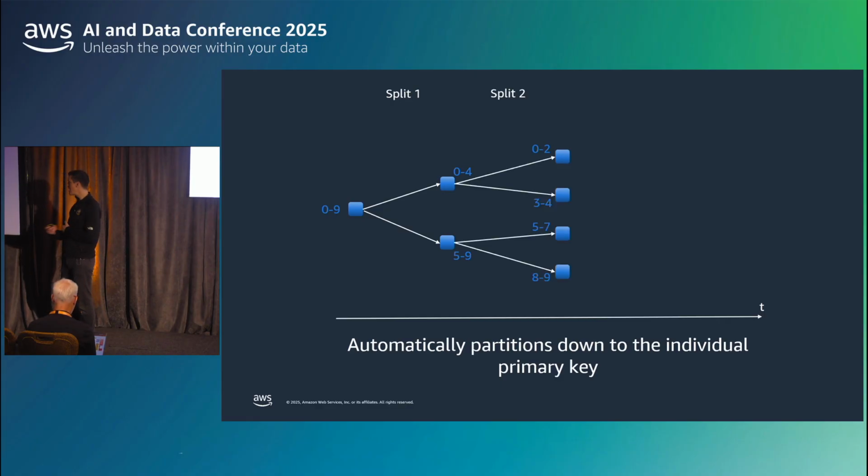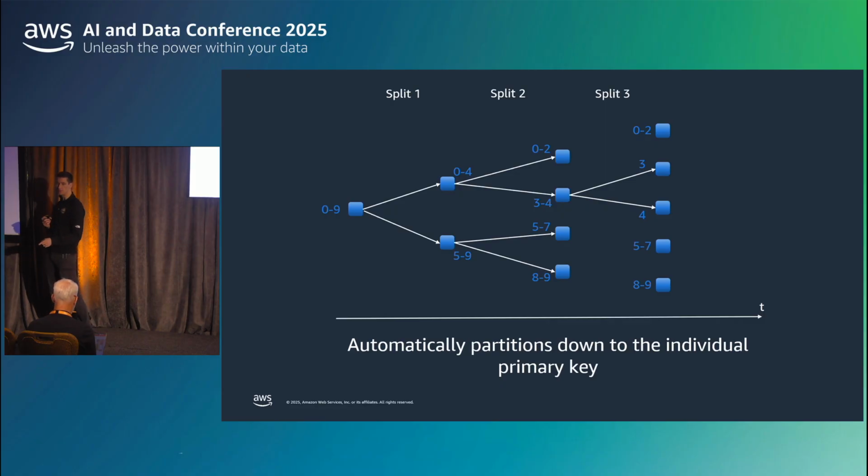And if you continue to drive that workload, we will split it again. And let's just say item 3 was a very hot item, the most popular item on your website. We would split that down. And we actually built DynamoDB to infinitesimally split down to the smallest denomination of what you can access, which is the partition key.